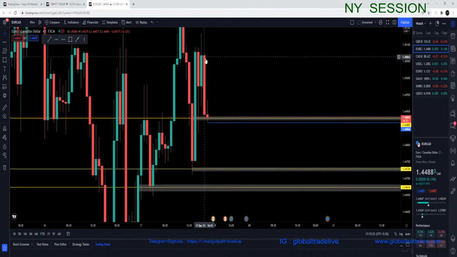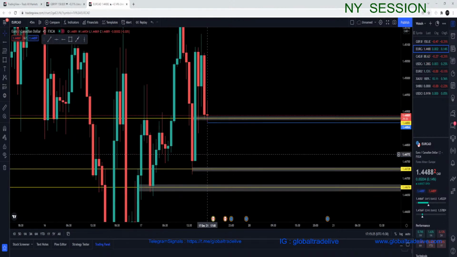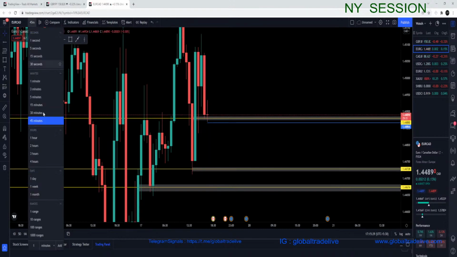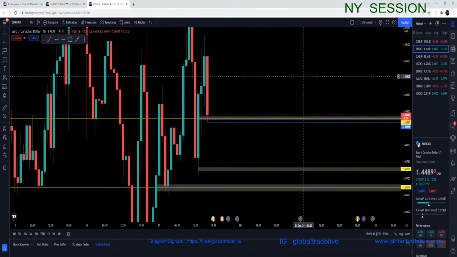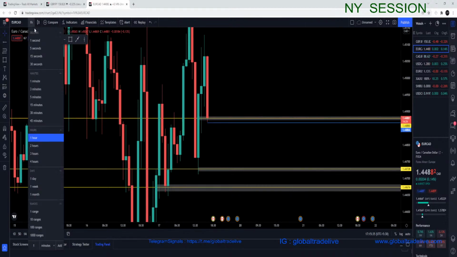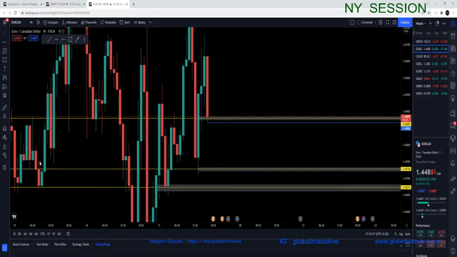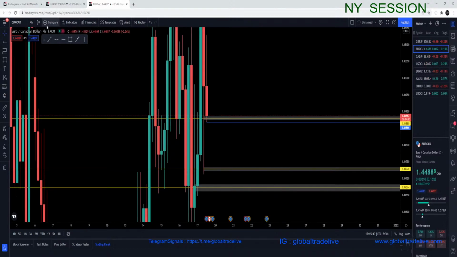45-minute also created resistance. Looks like it will be moving down to this level. 1 hour candle, not much information is available. 4 hour looks like it will be breaking its own low and moving down to fill this wick.